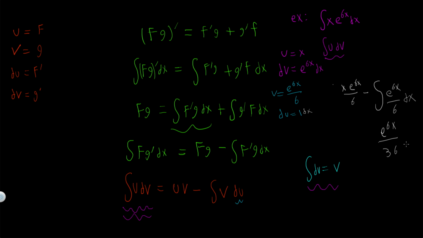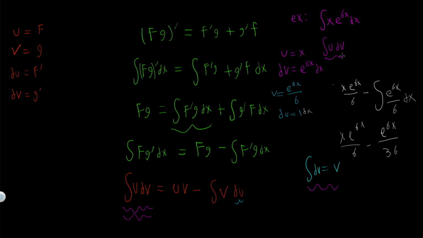And again, the way I think about that is I think of a function whose derivative is the integrand. And e to the 6x over 36, if you take the derivative, you get e to the 6x over 6. Okay, so we're almost done. I think actually we're done, but let me just rewrite this. x e to the 6x over 6 minus e to the 6x over 36. I think that's the integral of this.